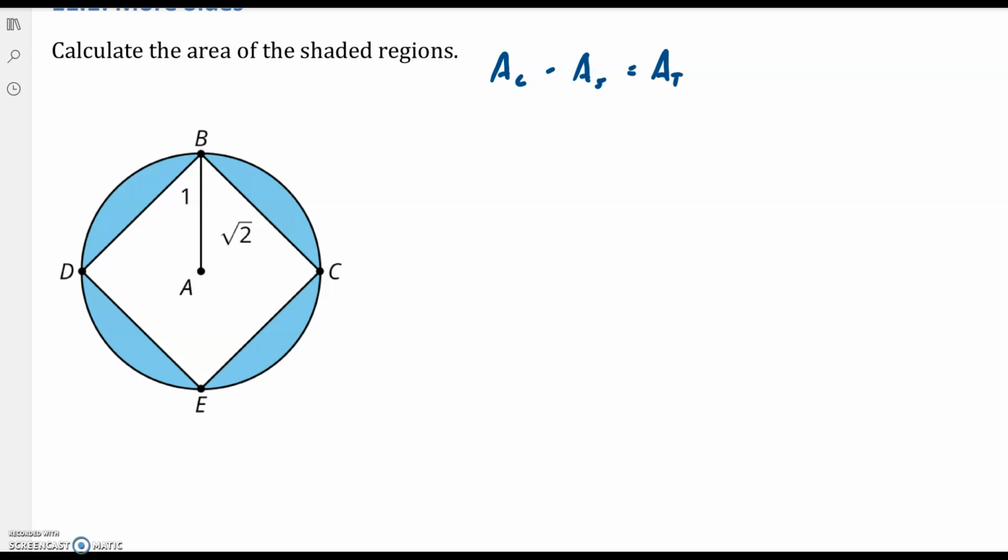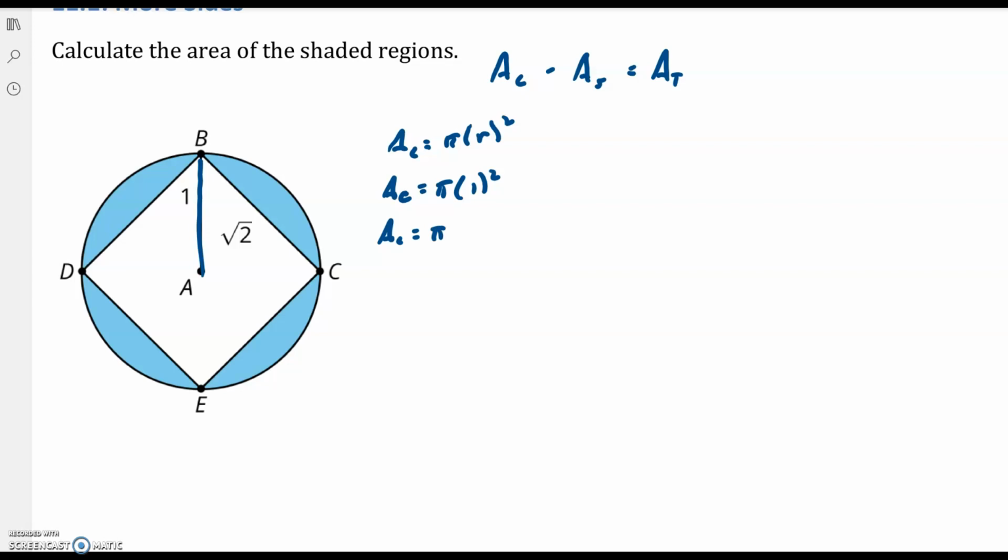So let's start with the area of the circle. I notice that this circle has a radius of 1 unit. There's my radius, and I know that the area of any circle is pi times the radius squared. Since I have a radius of 1, I can substitute that in. Pi times 1 squared. 1 squared is 1. Pi times 1, so the area of my circle is just pi square units.